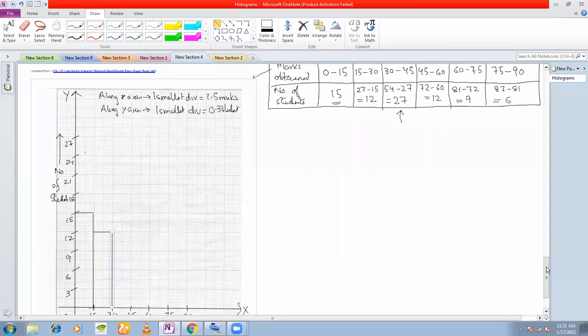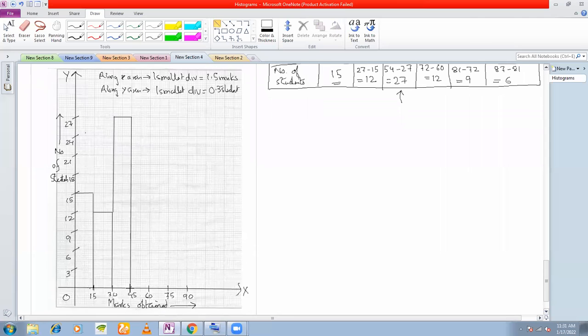Next is 30 to 45, it is 27. So this is going to be the highest tower. Okay. Next 12. Next 9. Okay, and next finally 6. Yes, and that finishes your histogram.